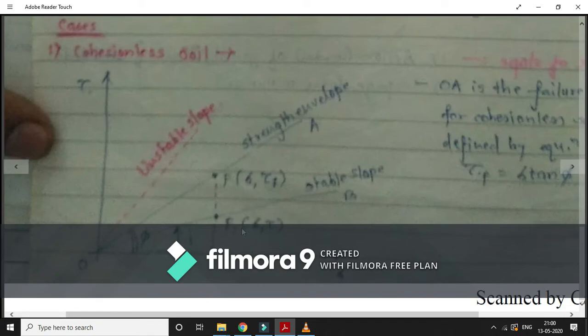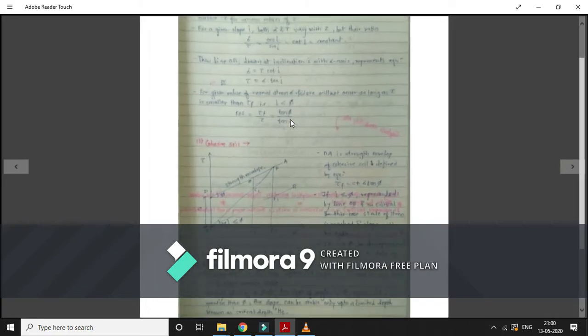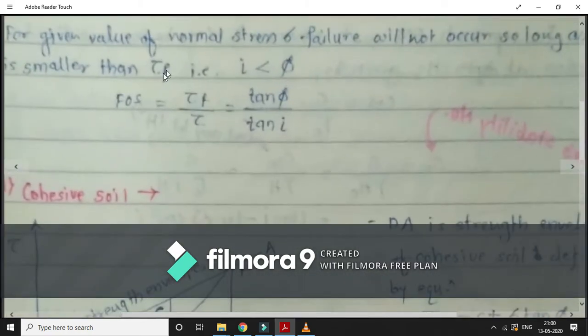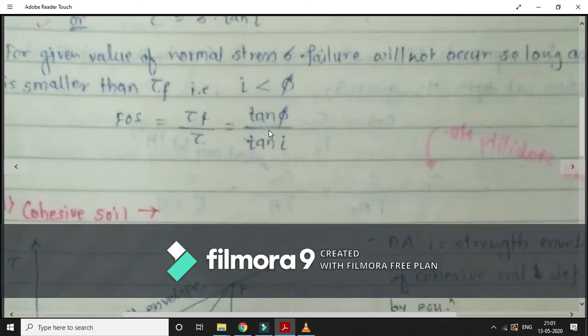Now you can see here, what is tau here? Tau is this one, so I can take the slope here. The slope of this is tan I and the slope of this is tan phi. The same is represented in this equation for cohesion-less soil: factor of safety is equal to tau f divided by tau, that is tan phi upon tan I. So this is the factor of safety. I can conclude that if I is less than phi, then for cohesion-less soil, the slope is stable.